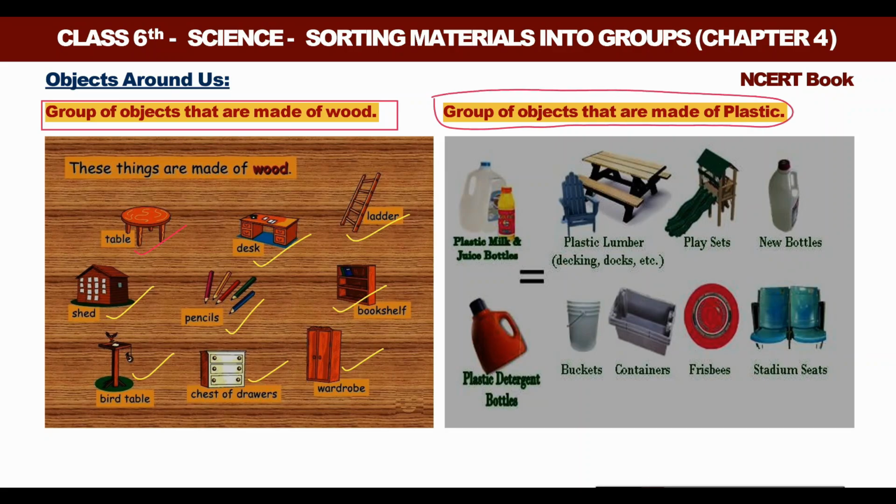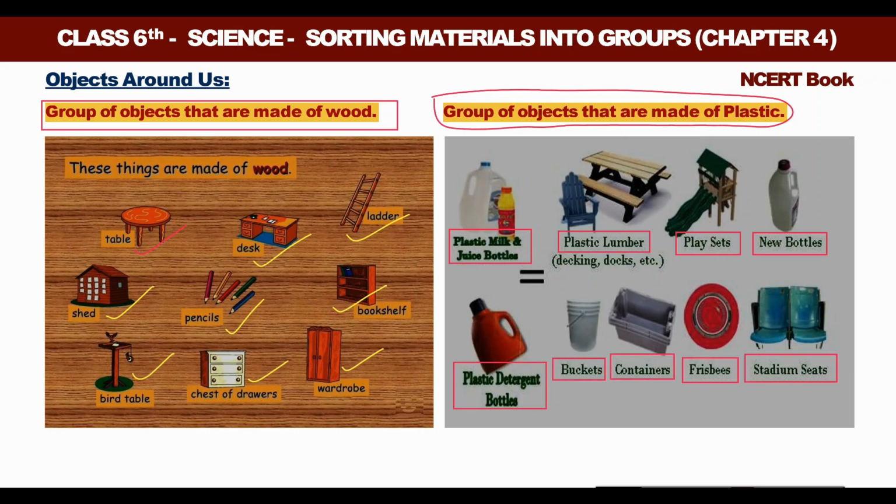Under this we can see plastic milk and juice bottles, plastic lumber, play sets in the schools that you have seen made of plastic, new bottles made of plastic, plastic detergent bottles, buckets, containers, and so many other objects made of plastic, like frisbees, stadium seats, etc. These are made of plastic. So it is a group of objects that are made of plastic.